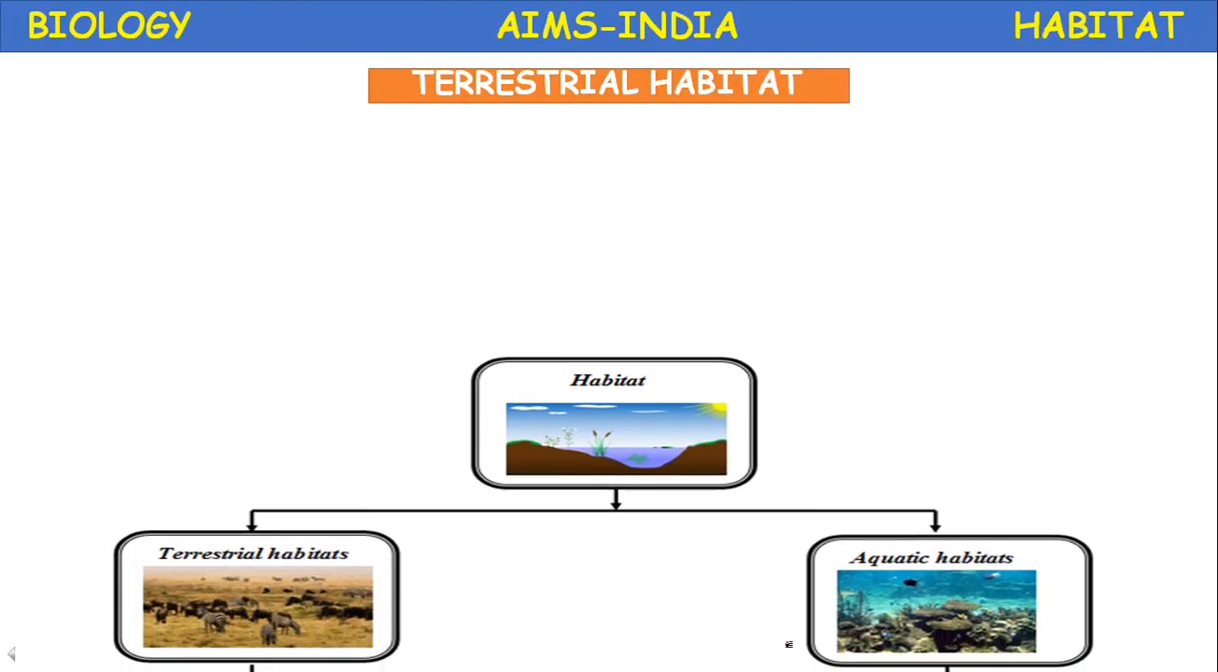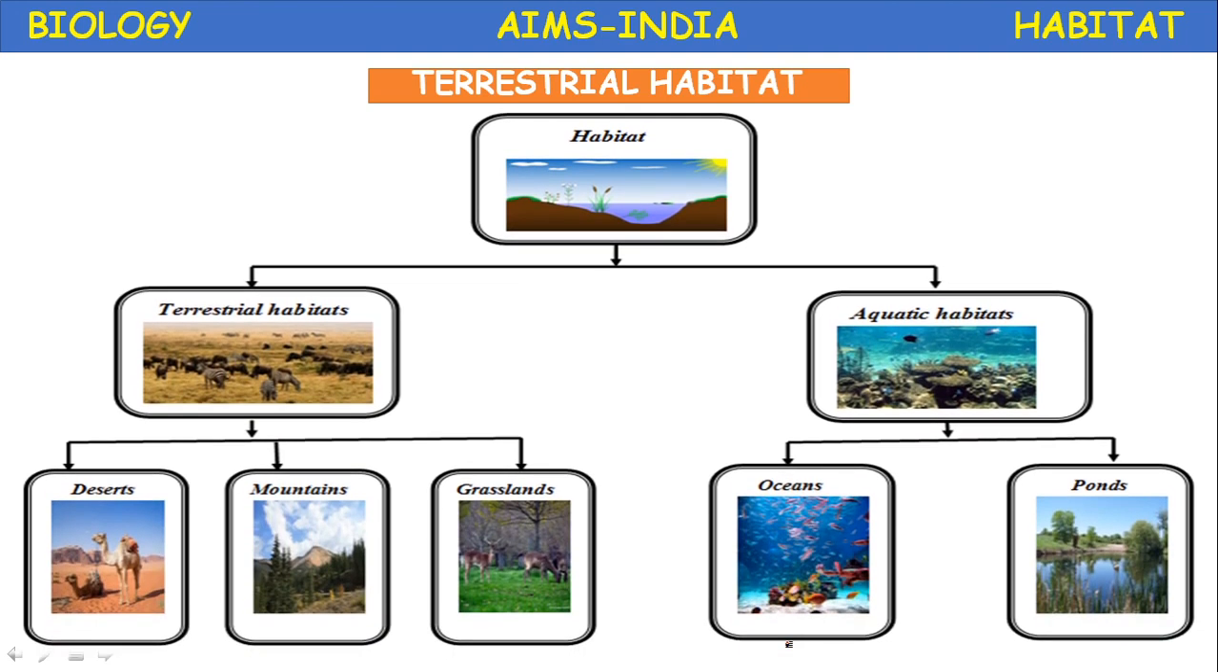And this terrestrial habitat, if you take it briefly, the habitat can be broadly classified into terrestrial habitats and aquatic habitats. Terrestrial means the habitat on land, aquatic means the habitat in water. The terrestrial habitat is again divided into deserts, mountains and grasslands. The aquatic habitats divide into ocean, ponds.